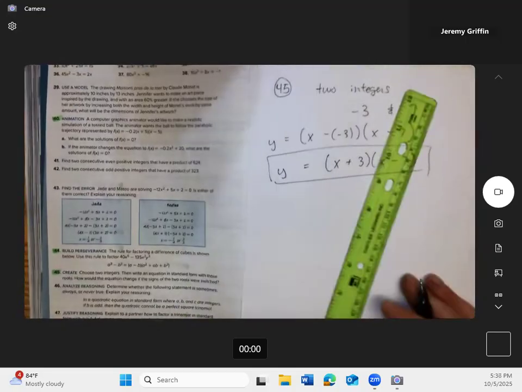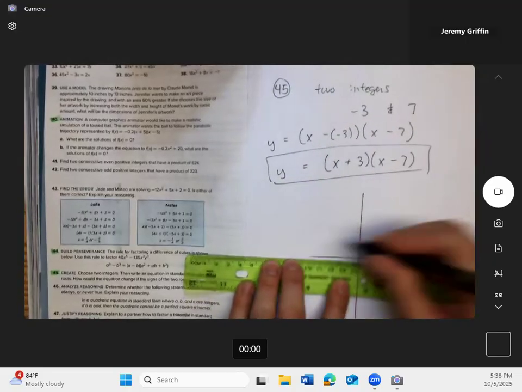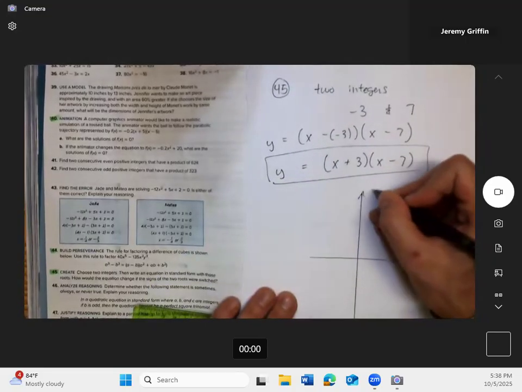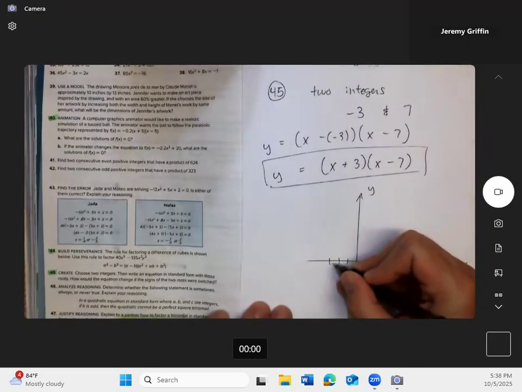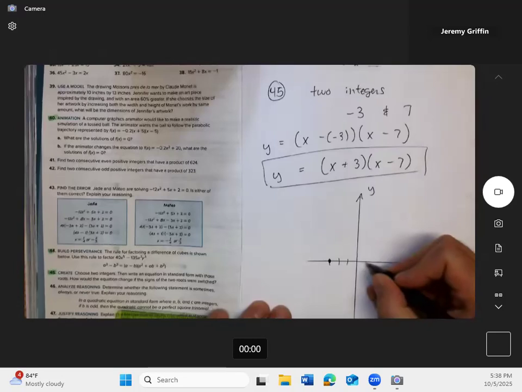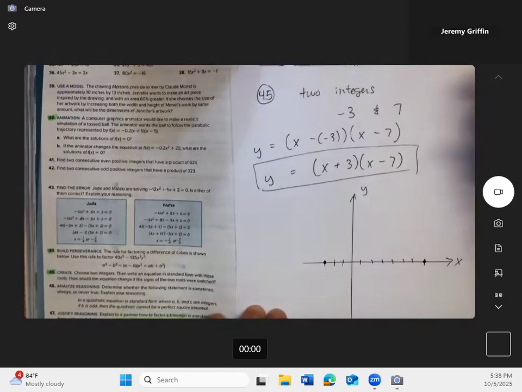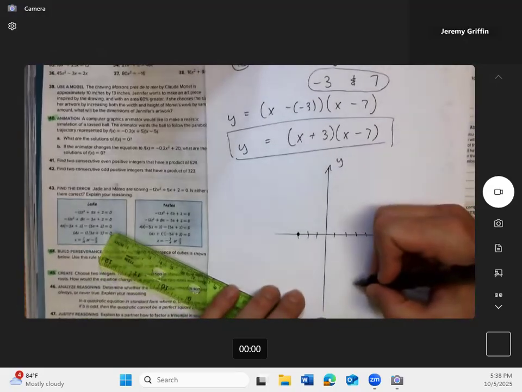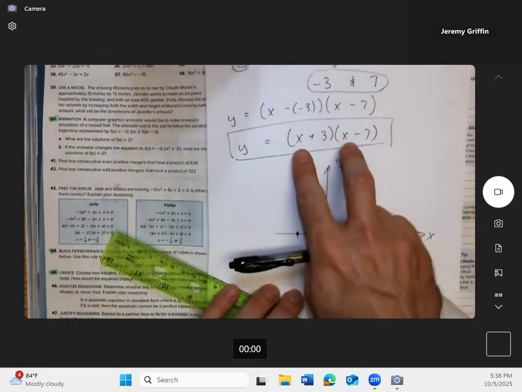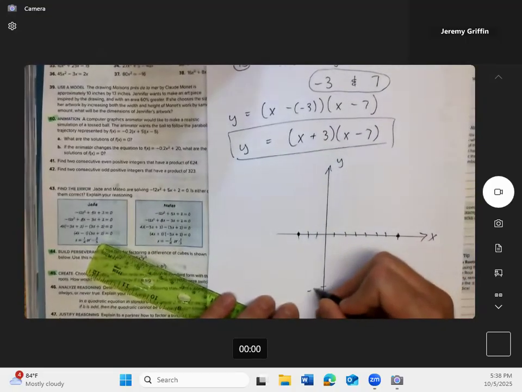Right, so what does that look like on a graph? Show you guys. Right. Got x, y. Okay. So if you see, if x was -3, the whole thing would zero out. If x was +7, the whole thing would zero out. Okay. I mean, that's kind of what we're starting from anyway. Here, let me get one more point. If x is 0, is this -21? So -21 is down here.